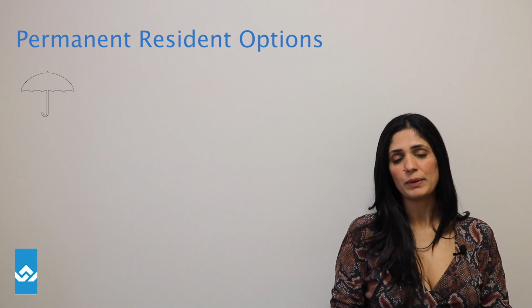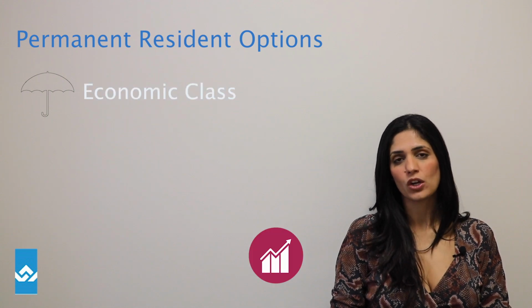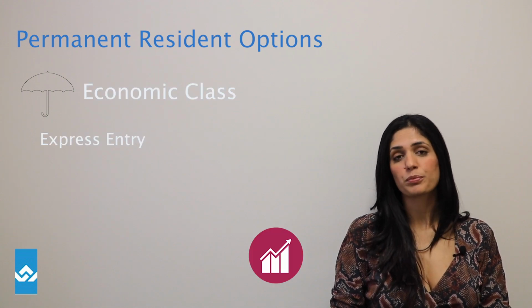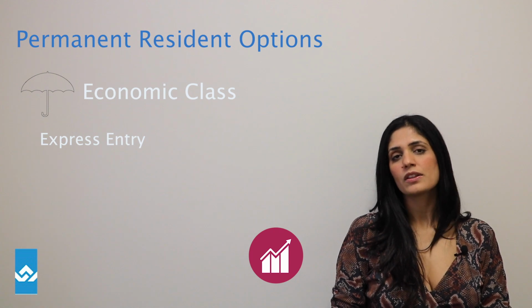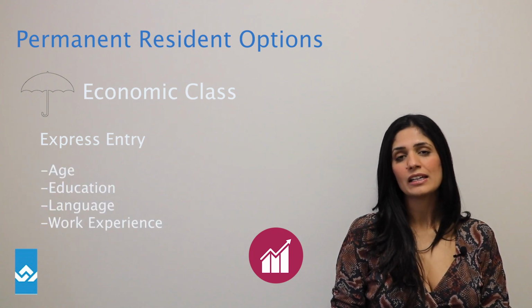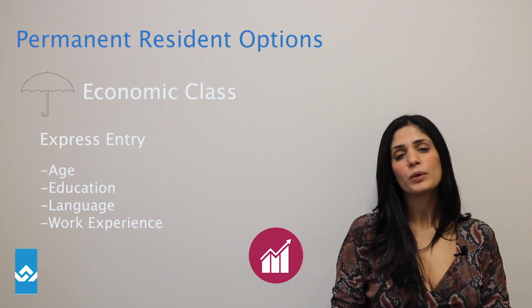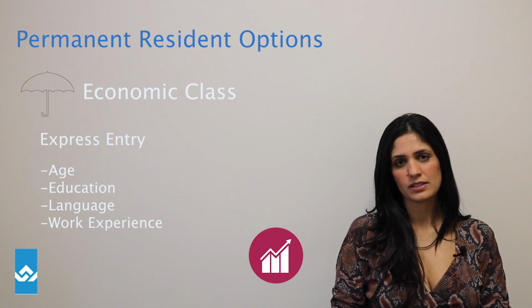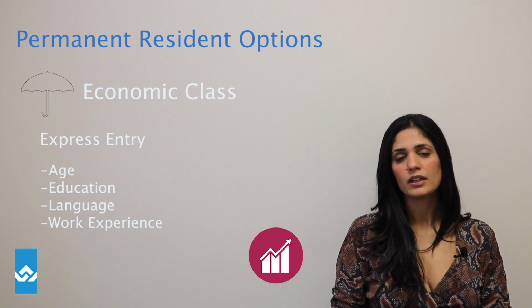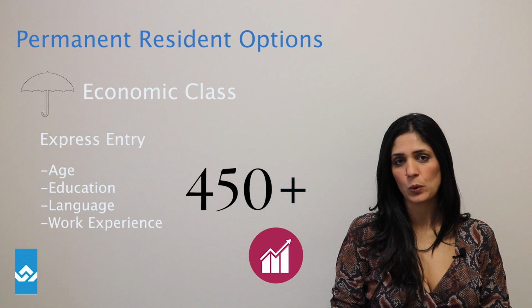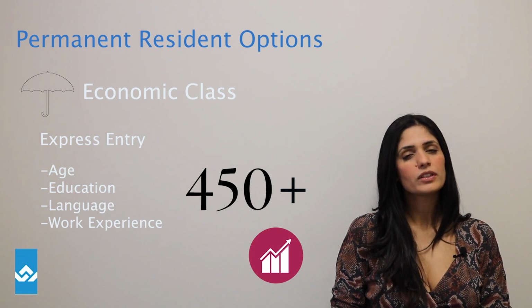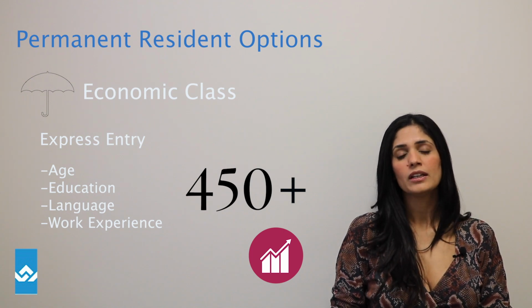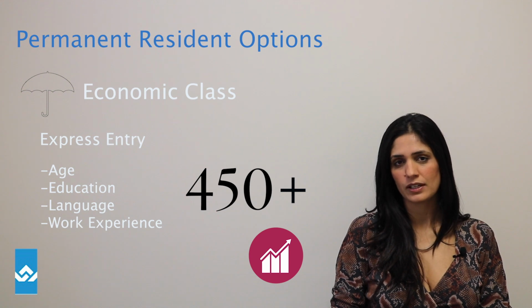The second big umbrella is the economic class, which is the express entry. Here, the officers look at age, education, language, and work experience. They evaluate you based on the points that you get on these major categories. Currently, as of today, if you have about 450 points on express entry, you have an extremely good chance of getting an invitation for permanent residency.